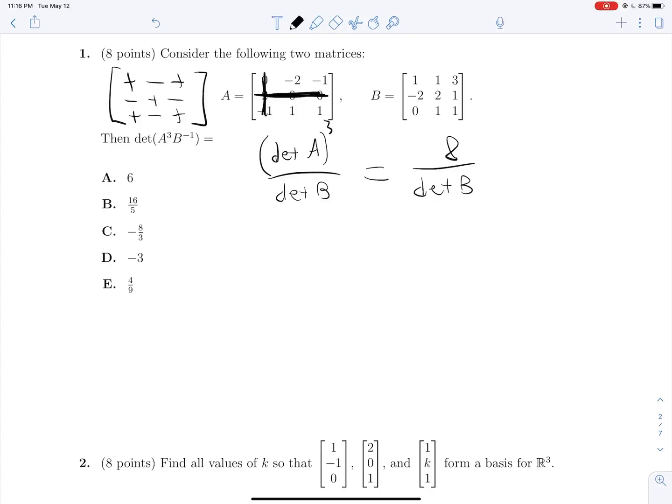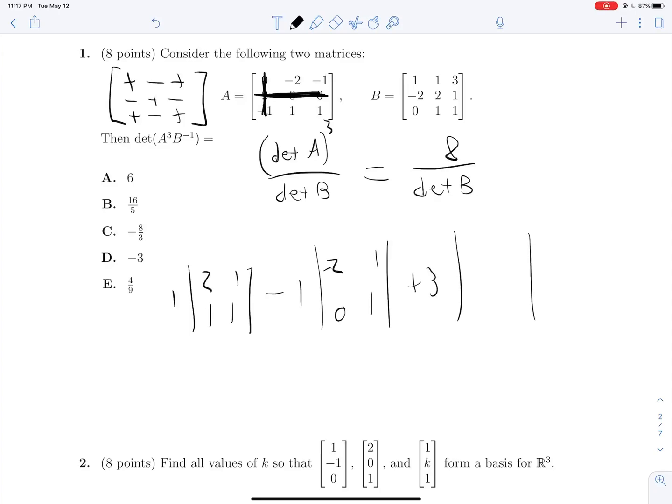Now for B, it's a little more tricky. We'll just do the lazy way and do the full expansion of this determinant by cofactors. So that will be 1 times the determinant of this matrix right here, minus 1 times the determinant of that matrix, plus 3 times the determinant of that matrix. It's just like the cross product, but instead of ijk, you have 1, 1, and 3. So we have 1 multiplied by the determinant of 2, 1, 1, 1, minus 1 multiplied by -2, 0, 1, 1, plus 3 multiplied by -2, 2, 0, 1.